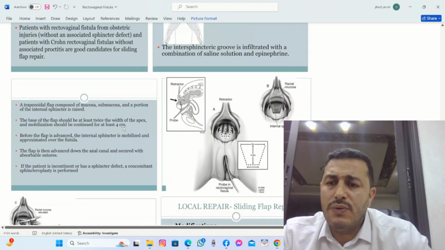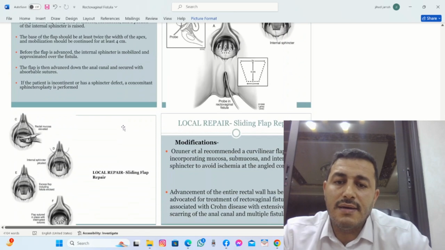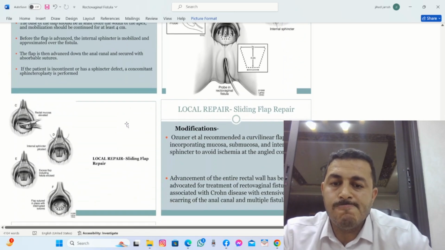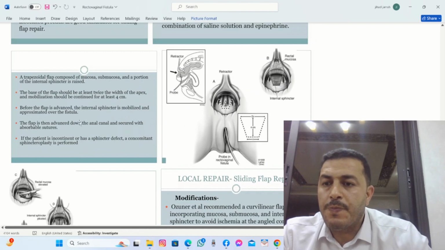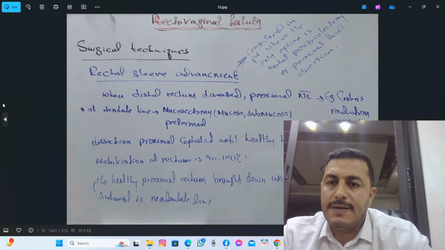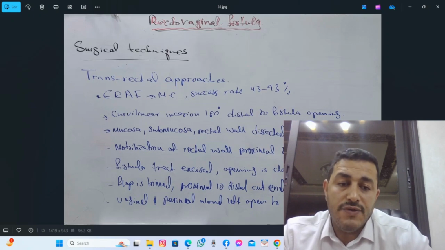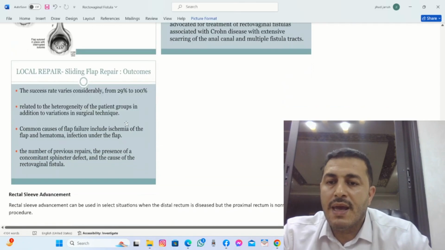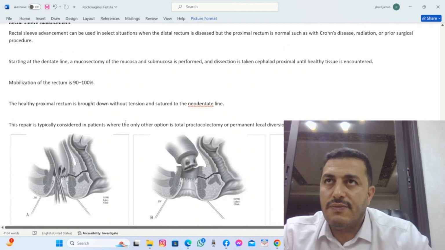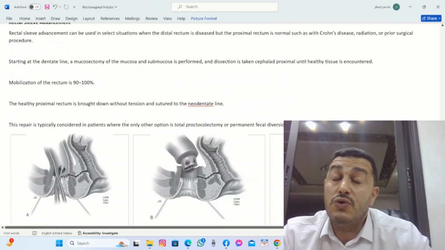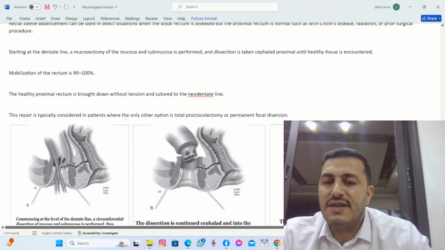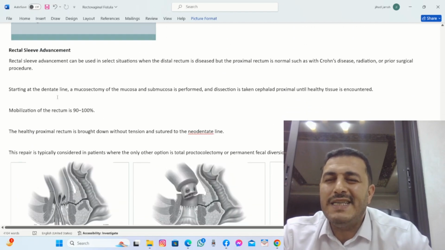What else can I add about this technique? Let's see, the endorectal advancement flap. Why is it most common? Because we, as colorectal surgeons, are familiar with the transanal approach. Everything here we already discussed. If we have a diseased distal rectum, for example in Crohn's disease, radiation-induced rectovaginal fistula, or previous failed attempt, we move to a more radical option.